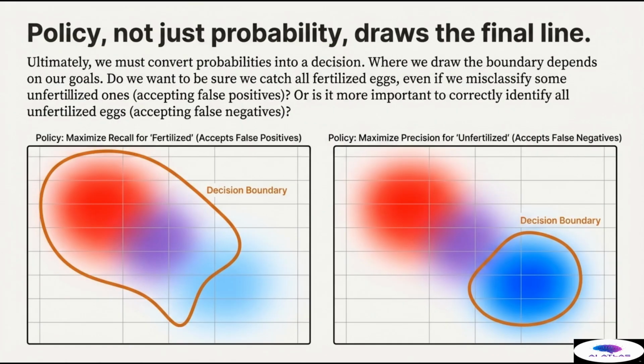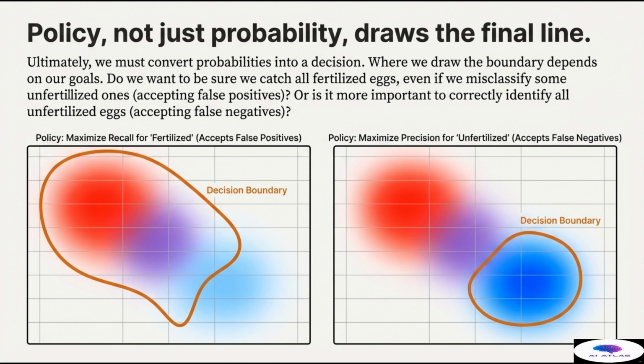Once we have calculated probabilities, we face the crucial final step, converting that probability into a definitive, hard decision. This is where policy, not just mathematics, draws the final line. The location of the decision boundary is no longer fixed purely by the data. It depends critically on our goals and what type of errors we are willing to accept. Consider the two scenarios illustrated here. The goal might be to maximize recall for the fertilized class. This means we want to be absolutely sure we catch every single fertilized egg, even if it means we misclassify a few unfertilized ones. Those are known as false positives. This results in the wide, encompassing boundary shown on the left.